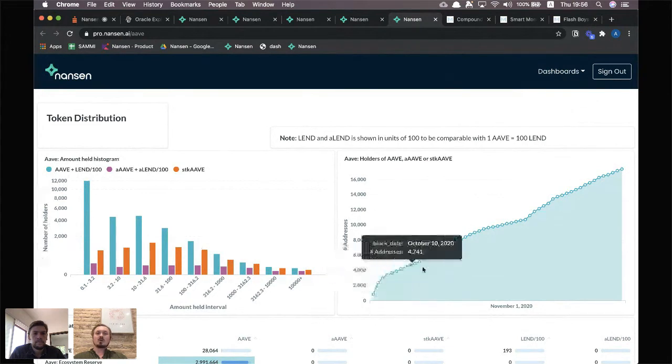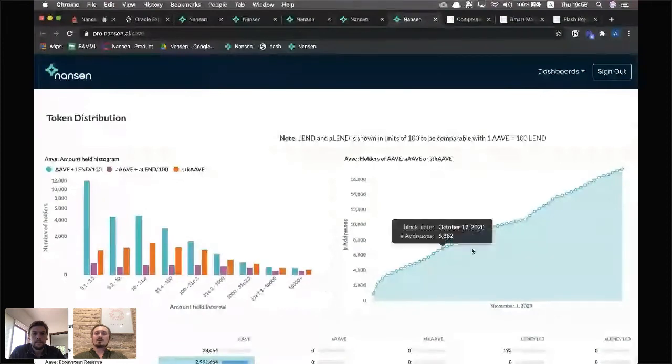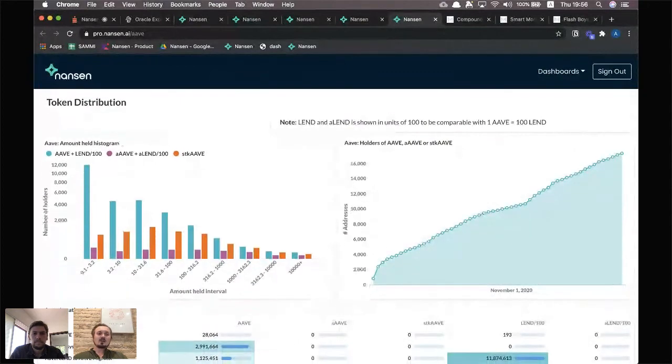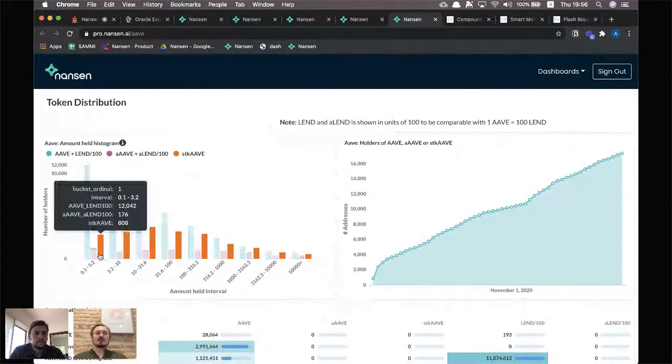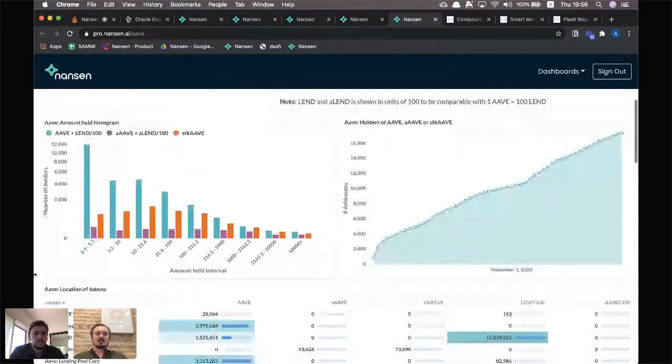For example, the holders of all these Aave variants, and you can see the growth of that over time. It's basically up to the right, which is a good thing. And you can see also how many wallets hold what amount of tokens, where we've scaled it so that 100 lend equals 1 Aave, so that they're comparable, because that's the conversion rate if you do the migration.